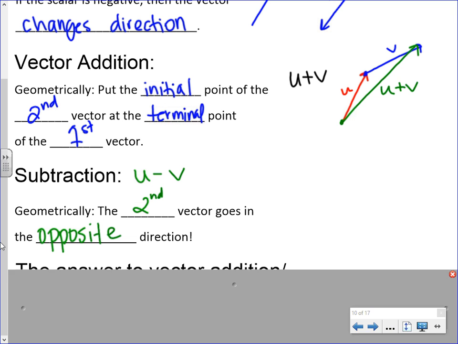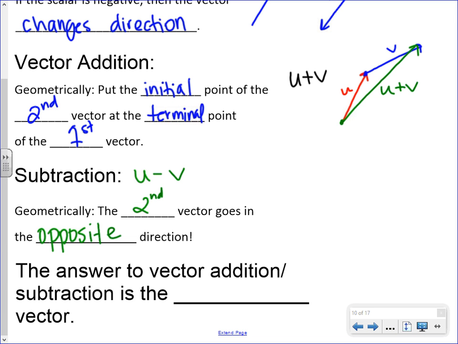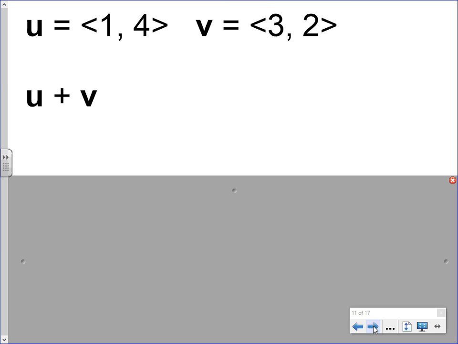Whatever we get as an answer is what we call the resultant vector. I say that with emphasis because that's the language your book is going to use. Find the resultant vector. I need to know what the resultant is. It's just the answer of an addition or subtraction problem. So we're going to go off to the right, and we're going to do that big example box that you have there.